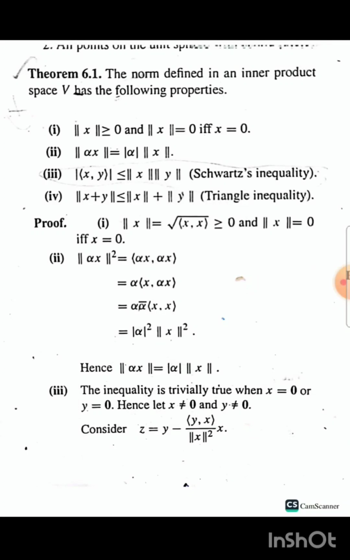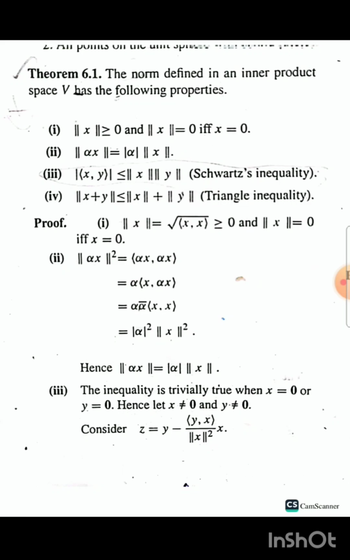And now we are going to see one theorem. The statement of the theorem: the norm defined in an inner product space V has the following properties. They are giving four subdivisions, and we have to prove this. The first one, the norm of x is greater than or equal to 0, and the norm of x is equal to 0 if and only if x is equal to 0.